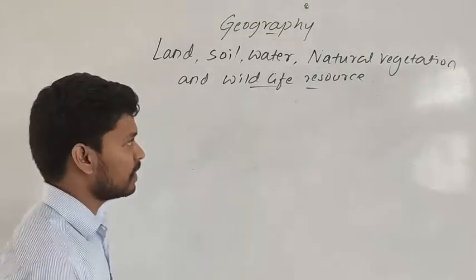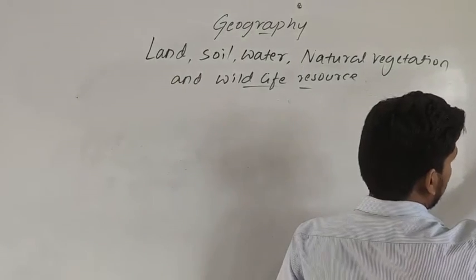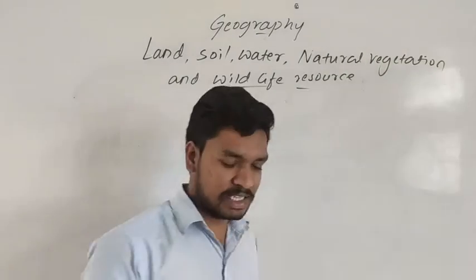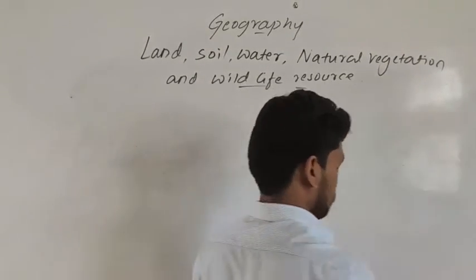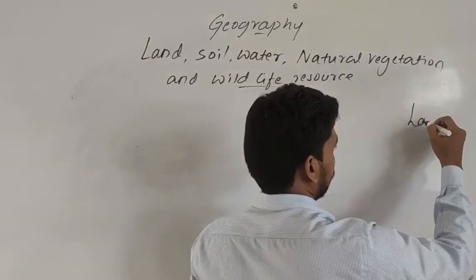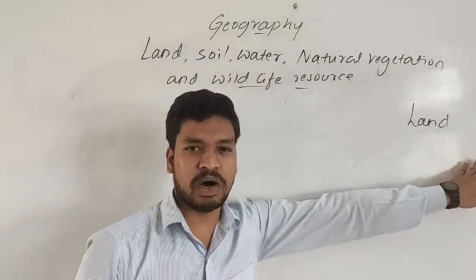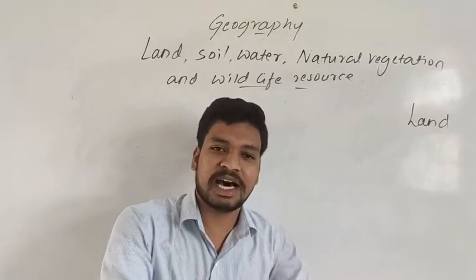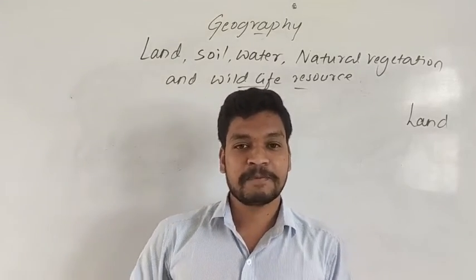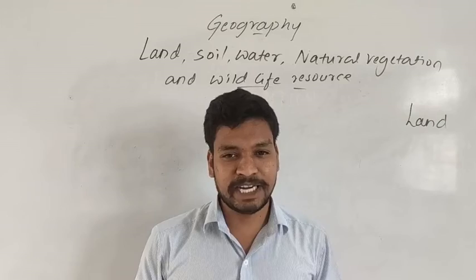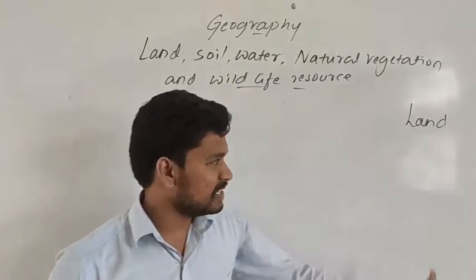We will start to discuss. The first one is about land, and we started to discuss land in the last class. Under this we discussed what land is and how much percent of the earth's surface is covered by land. Yes, it's 30%. The remaining 70% of the earth's surface is covered by water. So that's what we discussed.